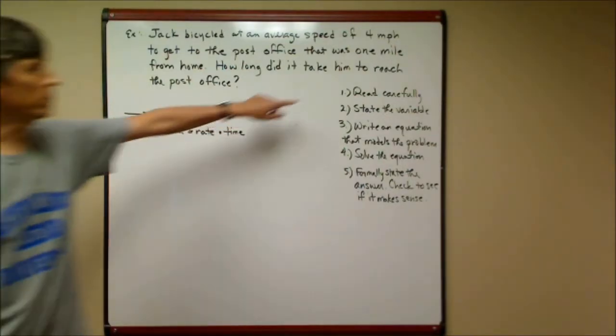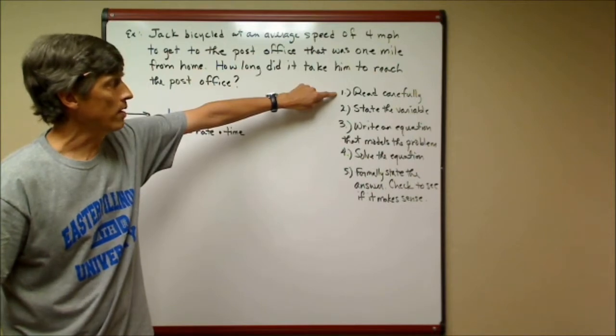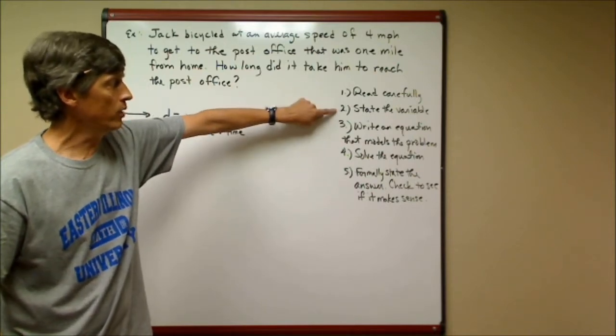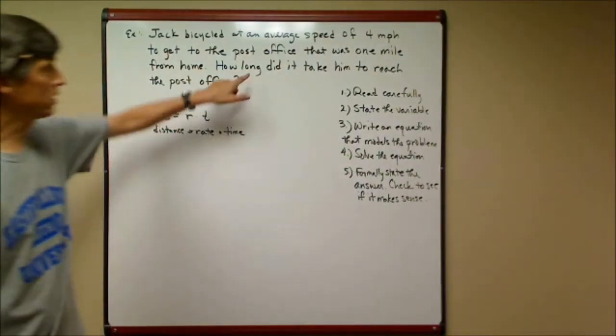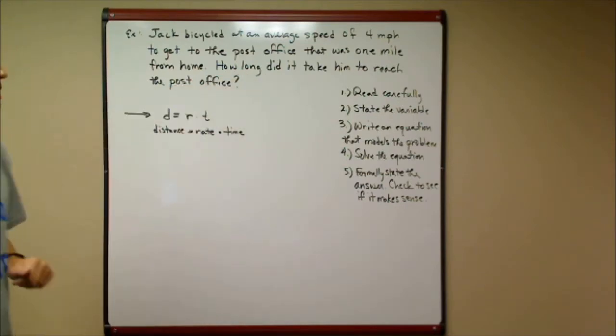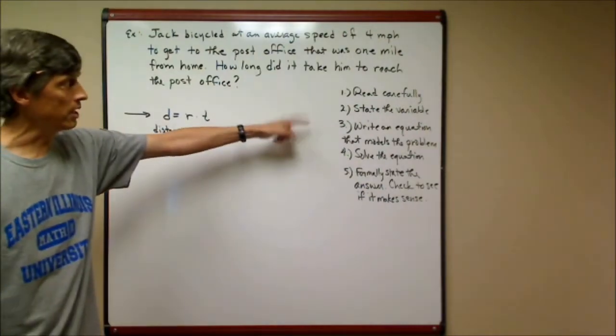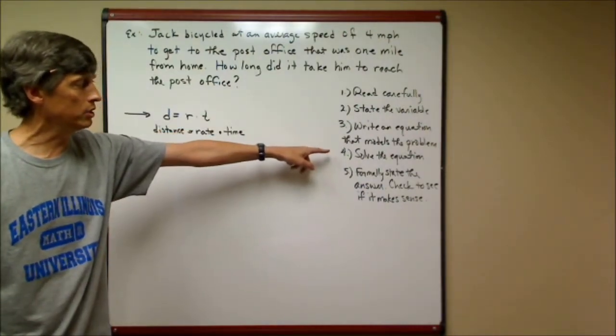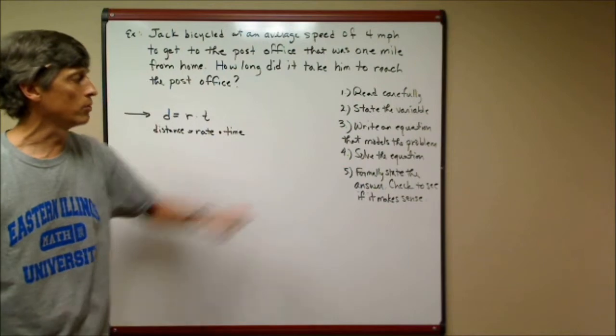Now make sure that you read the problem carefully. If you don't understand what the problem's saying, go back and read it again. Then we're going to state the variable or the unknown, which in this case is what they're asking for. How long did it take him to reach the post office? So that has to do with time. We're going to write an equation that models this problem. We're going to solve the equation using the methods we've been practicing, and then we'll state our answer to make sure it makes sense.